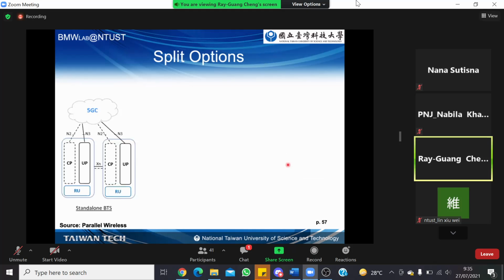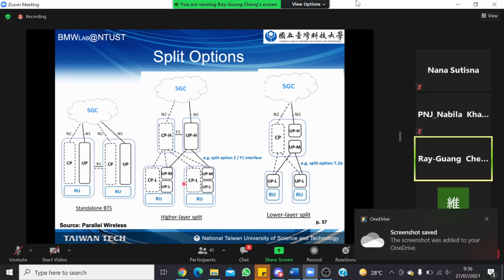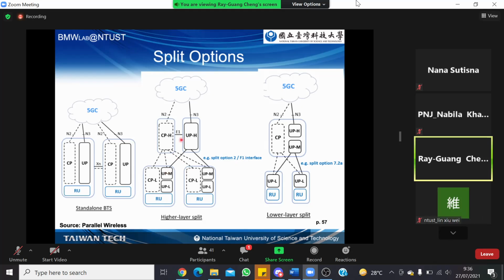Here is the split function. There are three split functions. So you can have higher layer split. You can also have lower layer split. Higher layer split is the CU-DU split. So this is defined in 3GPP. They define higher layer, this is CU. They define lower layer, this is DU. So the RU actually is part of the DU.